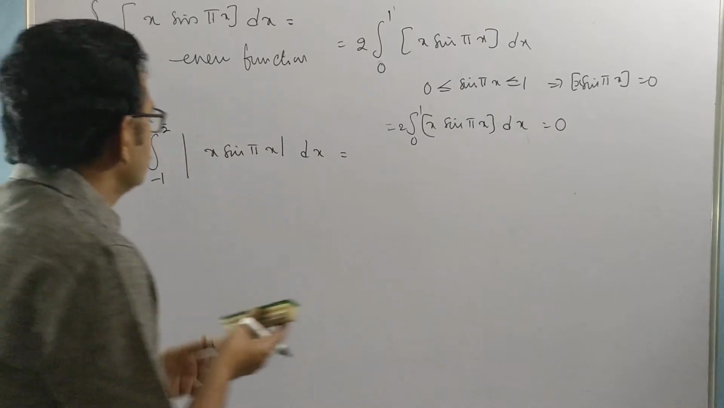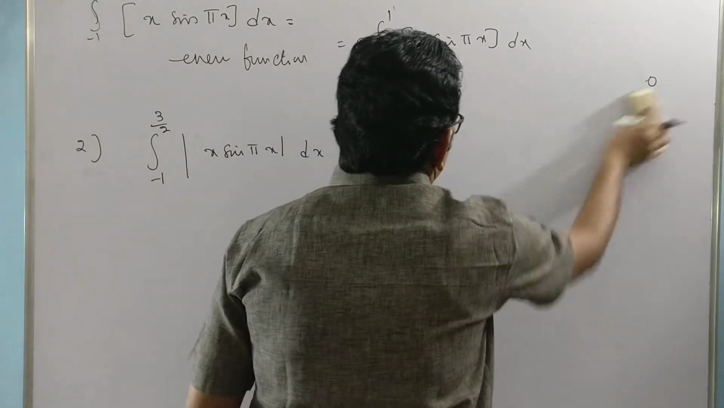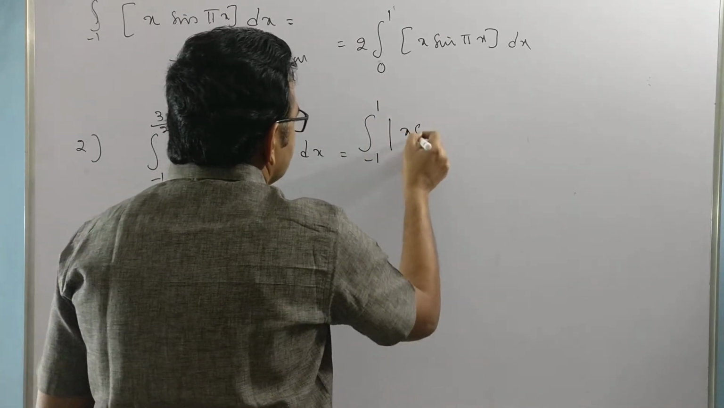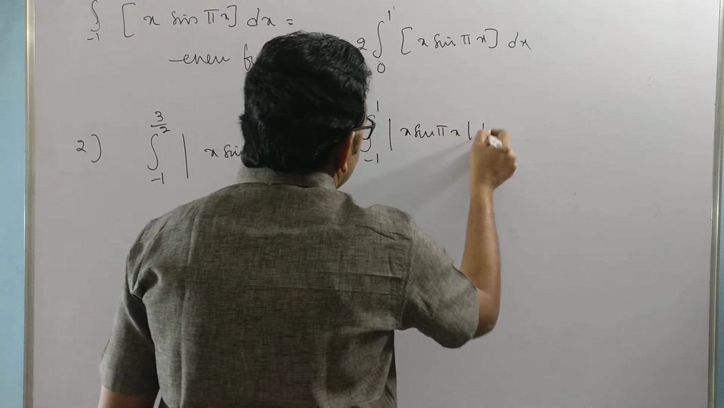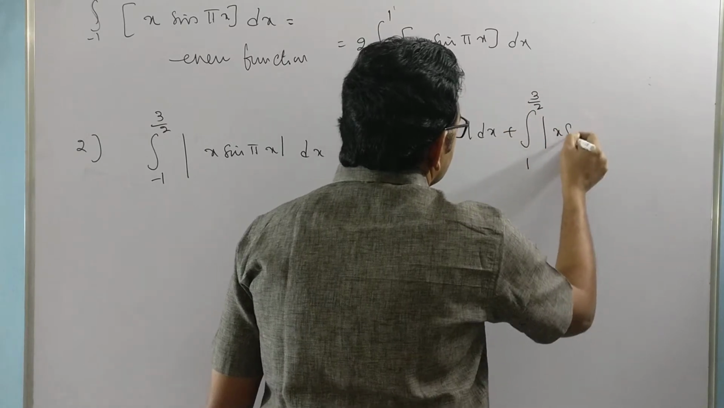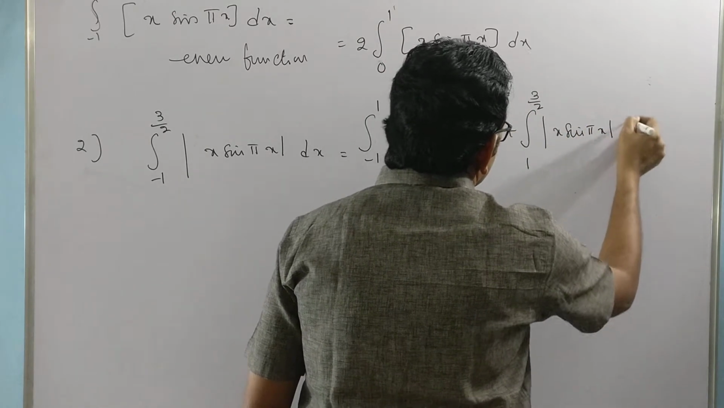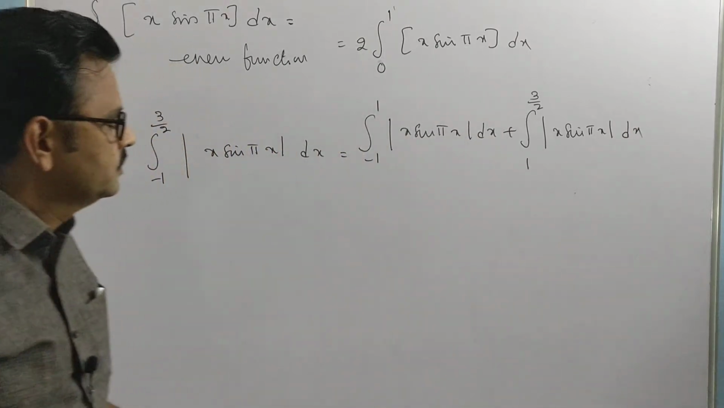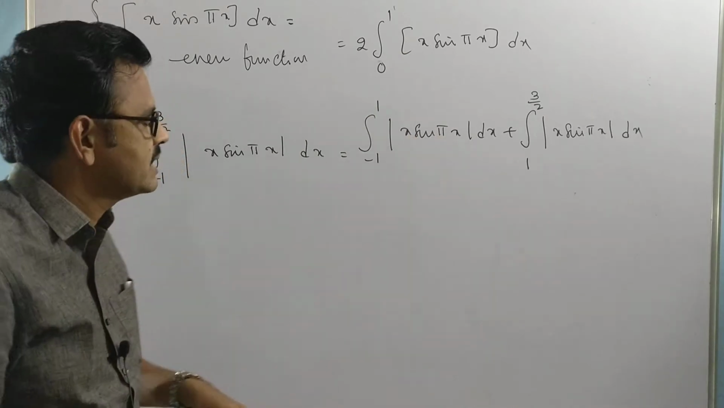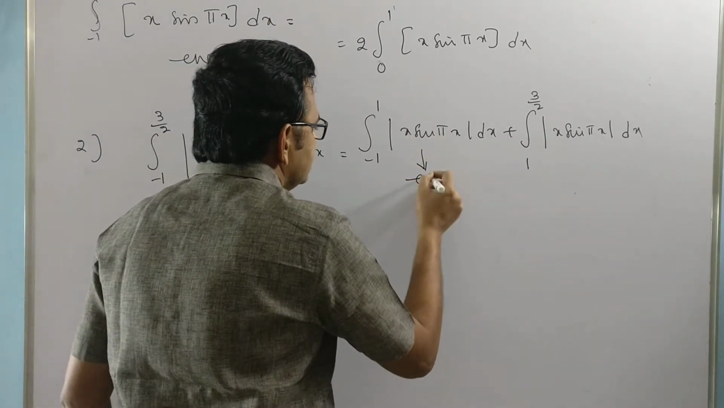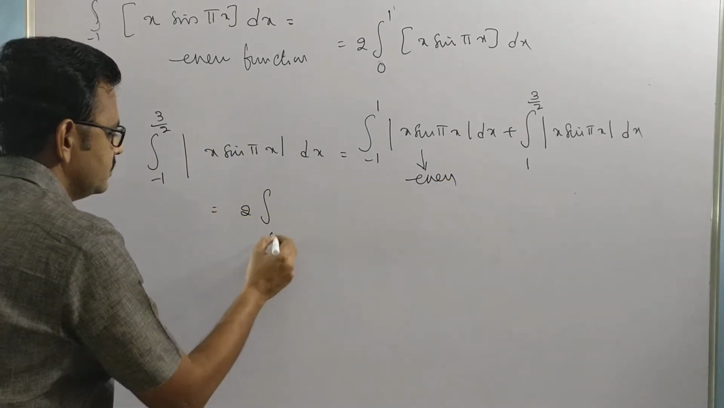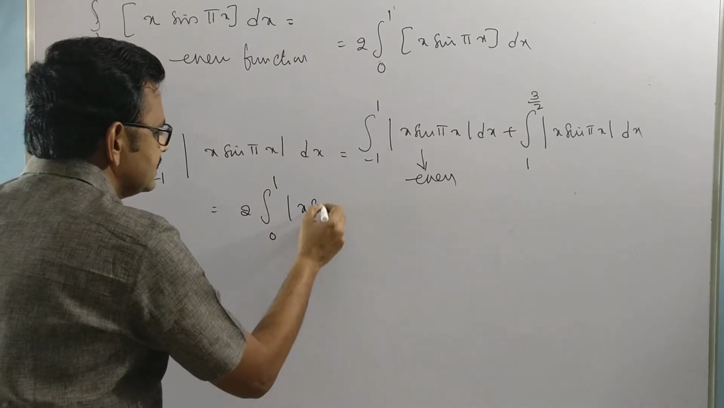This is split into two parts. First part is the integral from minus 1 to 1 of mod of x sin pi x dx, plus the integral from 1 to 3 by 2 of mod of x sin pi x dx. Clearly the integral from minus 1 to 1 of mod of x sin pi x is an even function. So for the first integral, you write 2 times the integral from 0 to 1 of mod of x sin pi x dx.